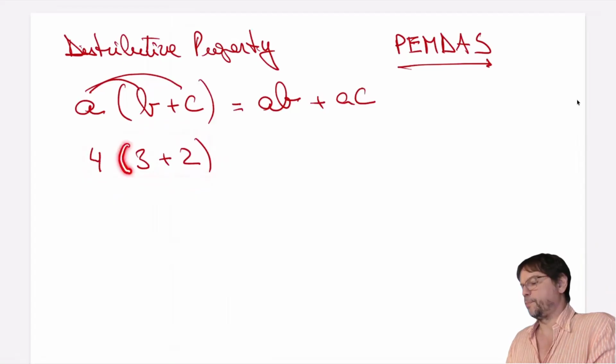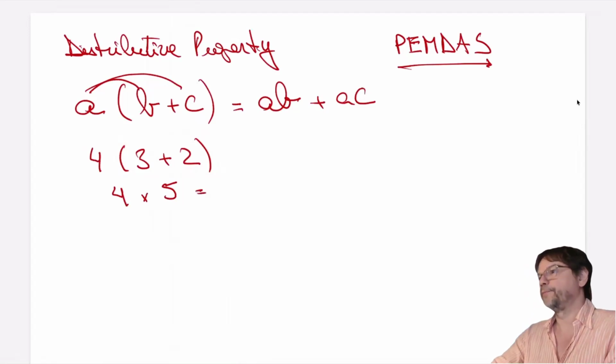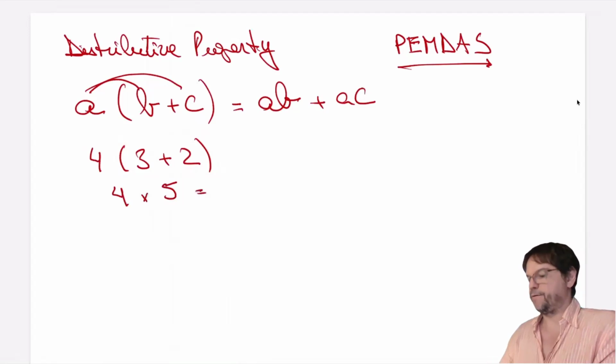No, first I do the parentheses. Okay? First I do the parentheses. 3 plus 2. Do you agree? Okay? 3 plus 2, 5. Then times 4. How much is 4 times 5? Perfect.